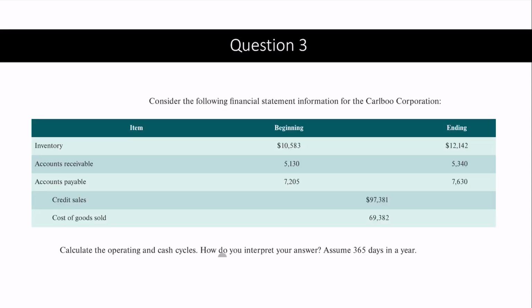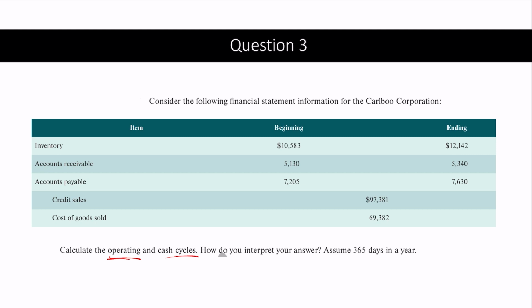Now question number 3, which is the last question we want to see here. Consider the financial statement information for Carlbo Corporation, and we see here inventory beginning and inventory ending, accounts receivable beginning and accounts receivable ending, accounts payable beginning, accounts payable ending, credit sales and cost of goods sold. Calculate the operating and cash cycle. So we want to figure out the operating and cash cycle.